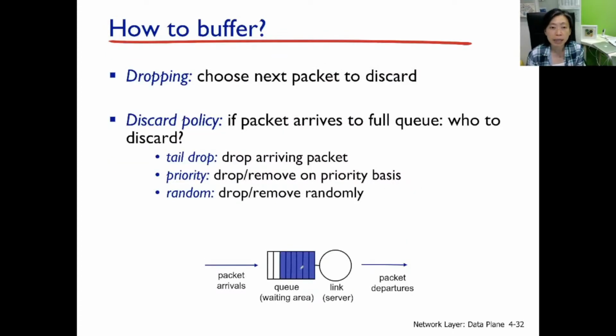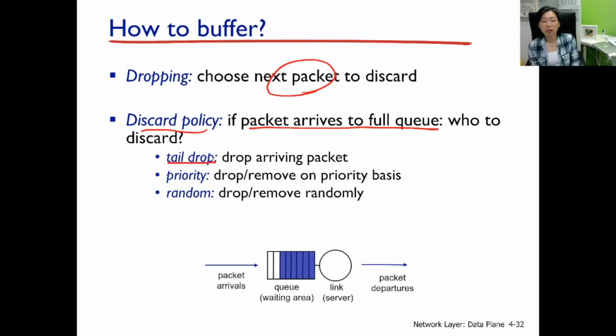The second component in the buffer management is this, the dropping policy or the discard policy. So this is needed when packet arrives to a full queue, right? So either the arriving packet needs to be dropped or one of the packets in the queue needs to be dropped. So generally, pick the next packet to discard.